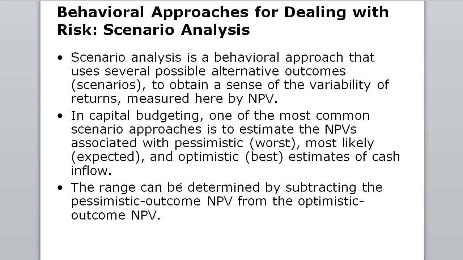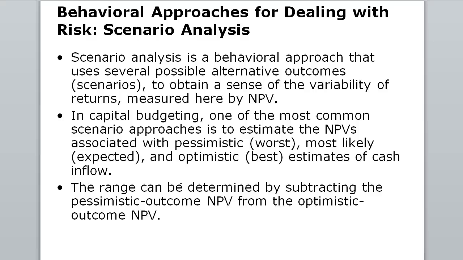So now, if we talk about scenario analysis, this is again a behavioral approach where we're going to use several possible different outcomes, which we'll call scenarios, to obtain a sense of the variability of returns measured by the net present value. So in the capital budgeting process, the most common scenario approach is to estimate the net present value using a three-tier approach where we have pessimistic, most likely, and optimistic. You can also think of these as worst, expected, and best scenarios. You can have many more categories, but this is just the baseline, these 3 categories.